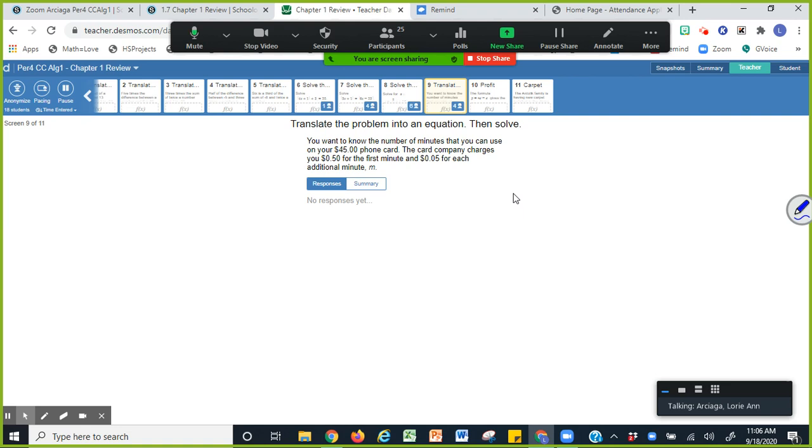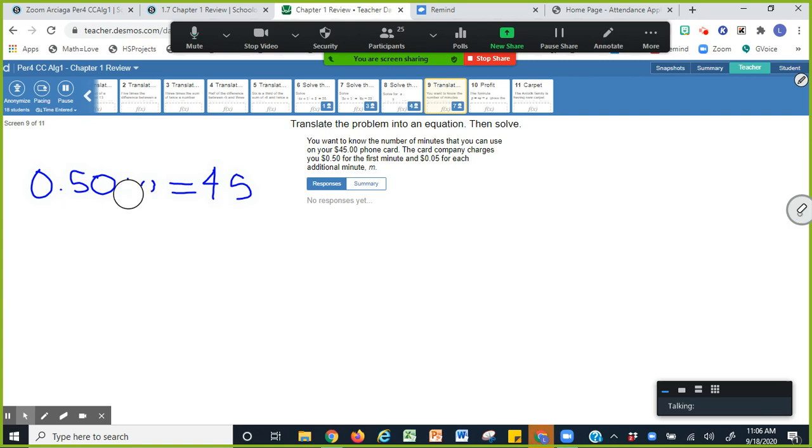Okay, you want to know the number of minutes that you can use on a $45 phone card. So we have a maximum of $45. Now the card company charges 50 cents for the first minute, so that's a flat rate. That's cheap. I was charged $5 before just to connect. And then plus 0.05, so 5 cents.